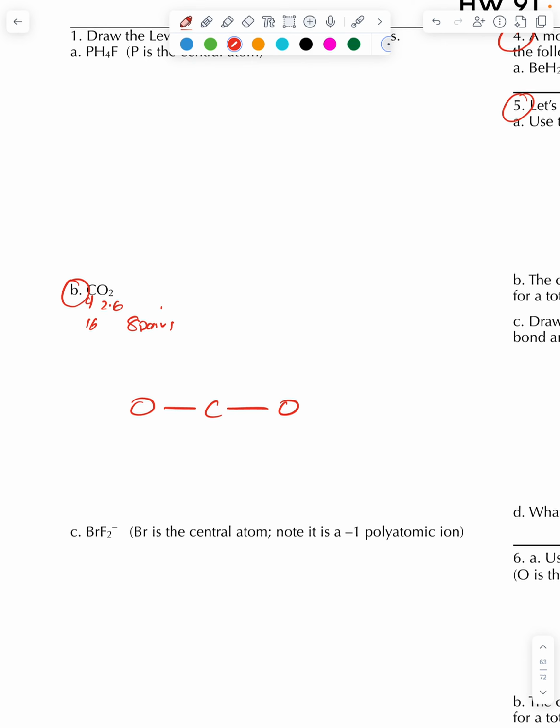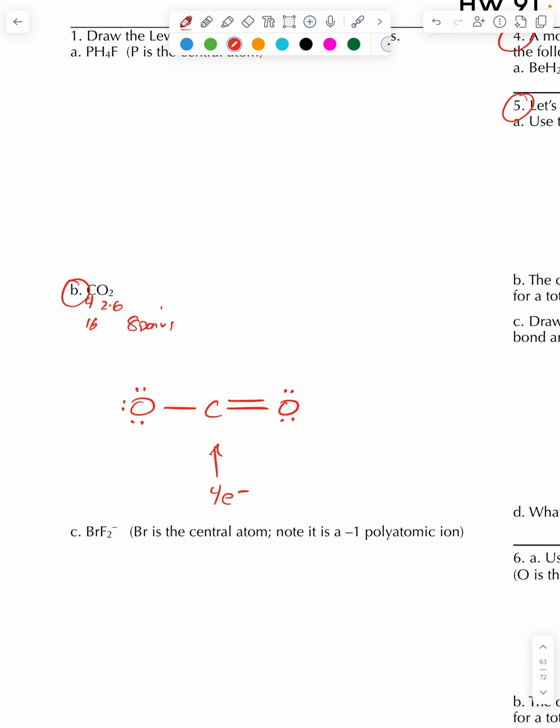Now, with the leftover 6 pairs, let's first give lone pairs to the terminal atoms. 3, 4, 5, 6, 7. Oh, that's it. Let's box our answer and move on. No. Look at our central atom. How many electrons does it have right now? 4. Carbon, and basically everything except for beryllium and boron, will need to have at least 8 there. So remember, what we do is we take away a lone pair and we can make a double bond.